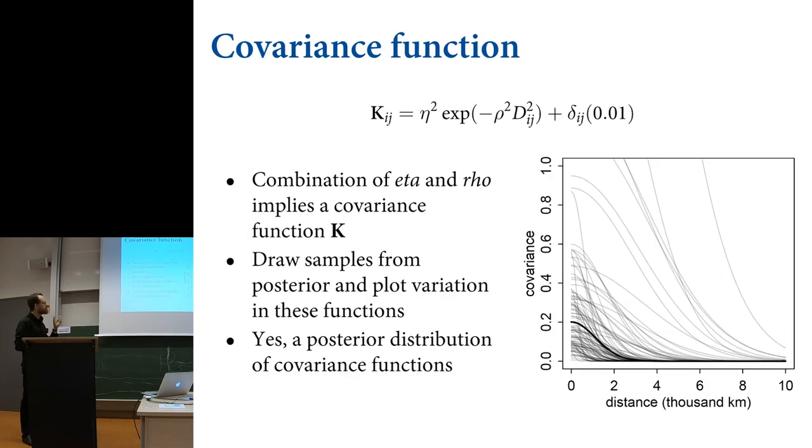What does that covariance function look like? Well, we can draw covariance functions from the posterior distribution. That's what I'm showing you on this slide. Again, distance in thousands of kilometers on the horizontal, and then the covariance between those islands at that distance, the expected covariance, on the vertical, and each of these lines is a sample from the posterior distribution, and the solid one, that's the posterior mean.